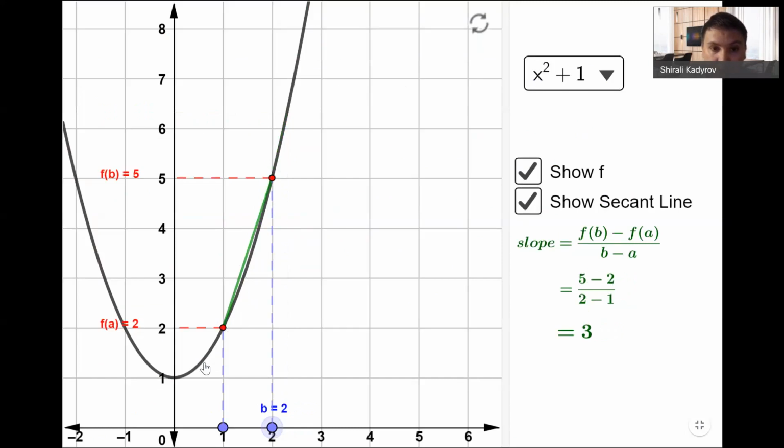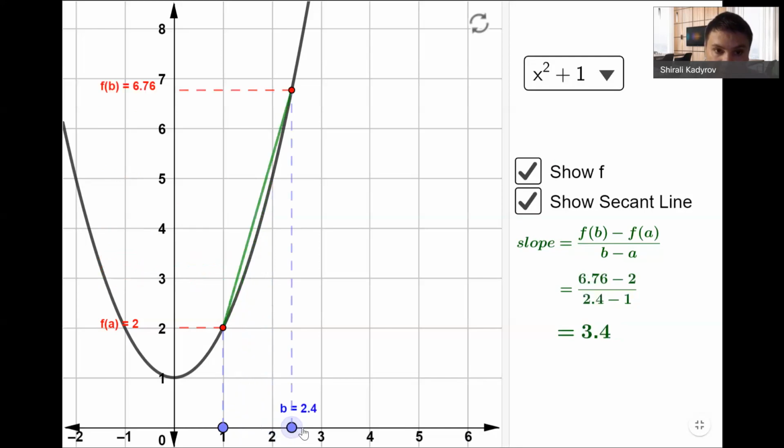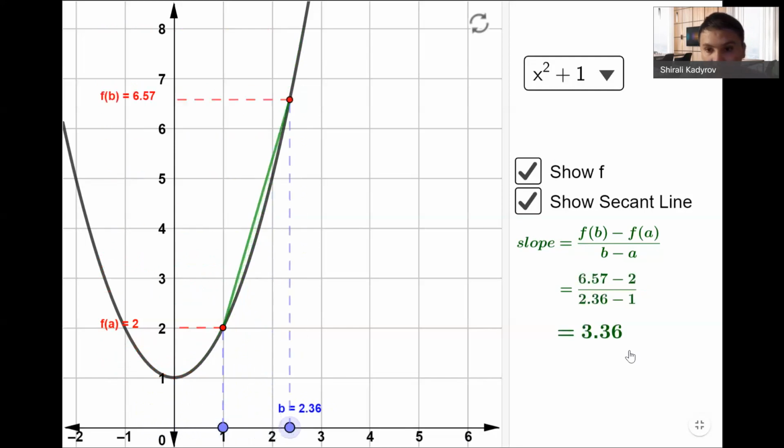But I'm not looking for the slope of the green line. I'm looking for the slope of the line that touches the graph, but this particular green line is intersecting. So I need to get closer. When I get closer, the green line will approach the tangent. Also from the negative side, if you approach 1, your green line is approaching the tangent.